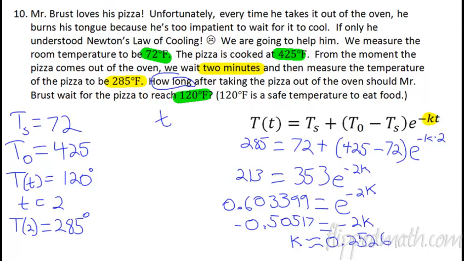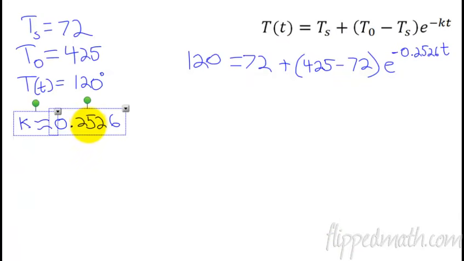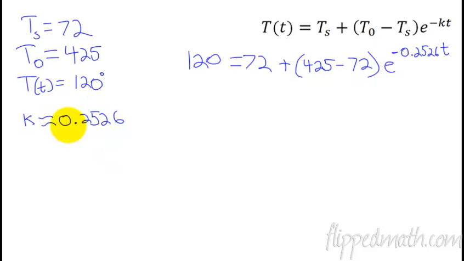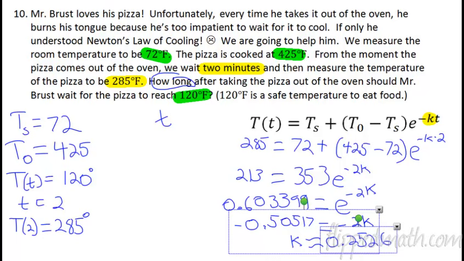I'm going to copy and paste this over to my next slide because we need to use all of this information here. Okay, now I've got all of this, and I'm going to move my k over here. I got my k is 0.252. I rewrote this problem because if you look back at the instructions, we're looking for how long after taking the pizza out Mr. Brust needs to wait for it to be 120 degrees. So that is my t value.